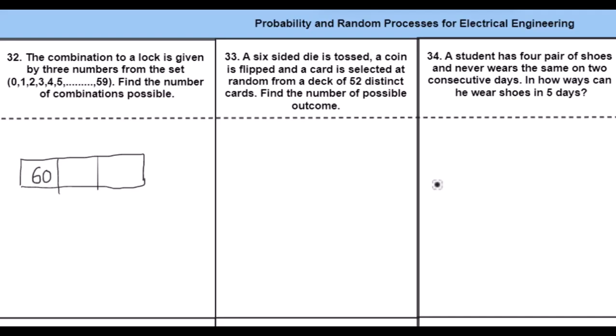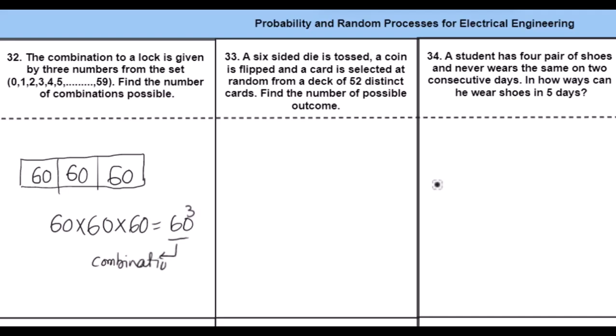Okay, in the second space, how many choices do I have now? Because repetition is allowed and it is sampling with replacement, again I have 60, and at the end I have again 60. So these are the three spaces, and here the number of choices will be 60 multiplied by 60 multiplied by 60, and that is basically 60 raised to the power 3. So the number of possible combinations is 60 raised to the power 3. Okay, so that is the answer.